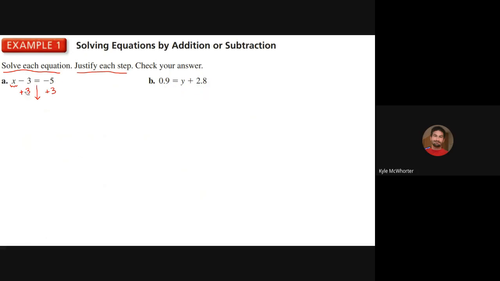Okay, so let's go back and figure out the result of adding 3 to both sides of this equation. X minus 3 plus 3, that's just X. And then -5 plus 3. If you have problems with adding and subtracting positive and negative numbers, I want you to try it and then just check with the calculator.